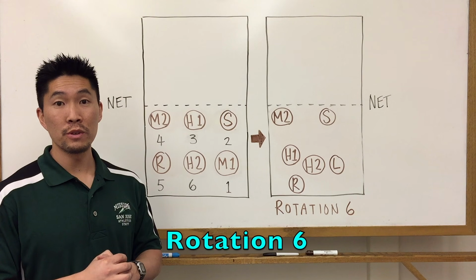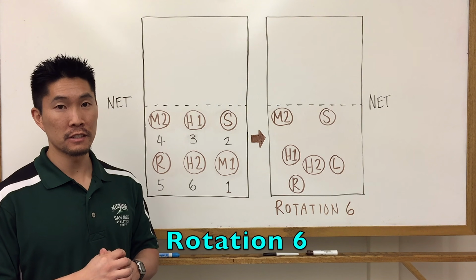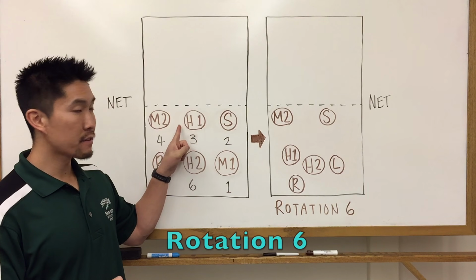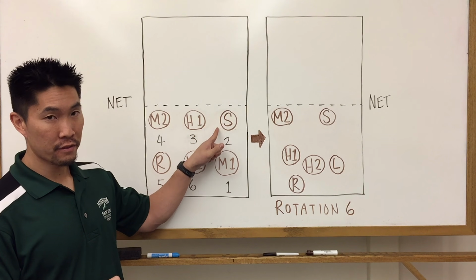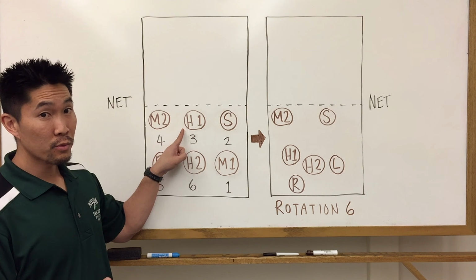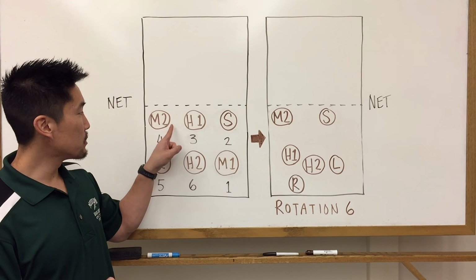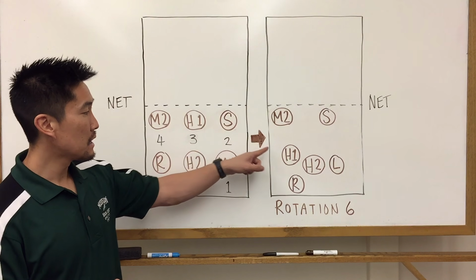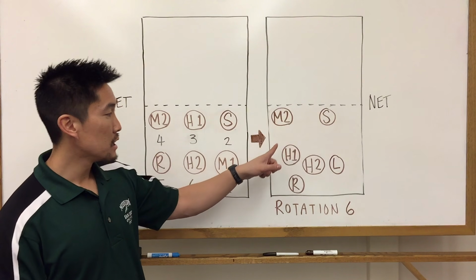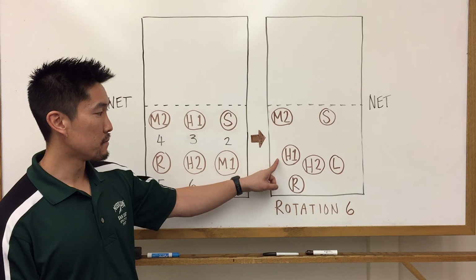The last rotation we'll talk about is rotation 6. The setter has now rotated from the middle front to the right front. The H1 will shift to the left to pass, and as long as the H1 stays in between the M2 and the setter, as it does here, it will be a legal rotation.